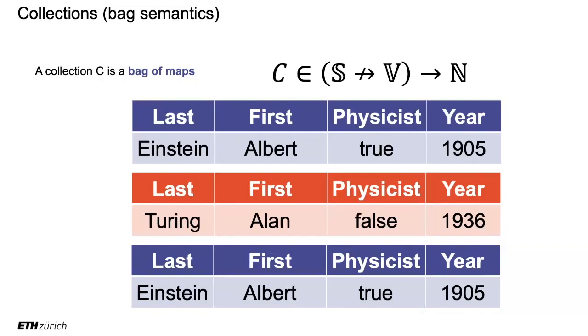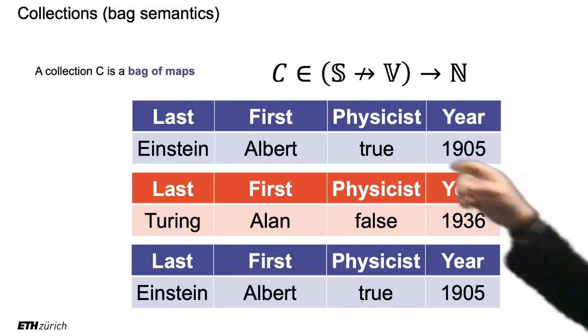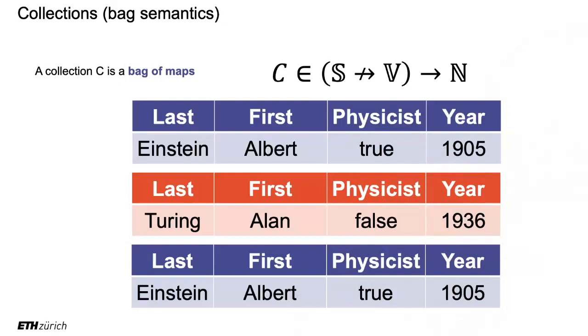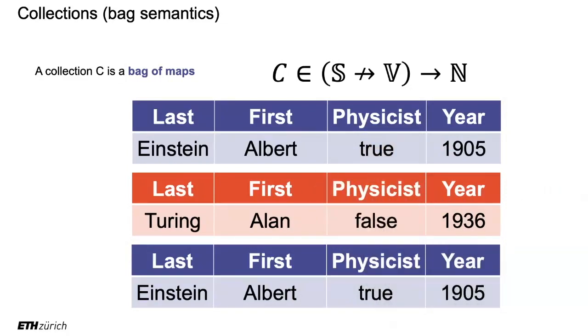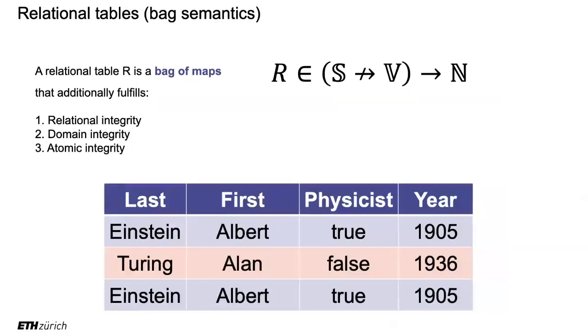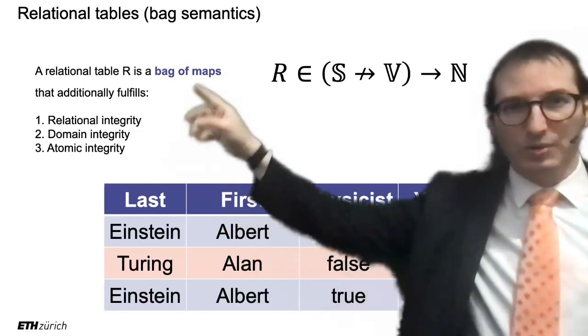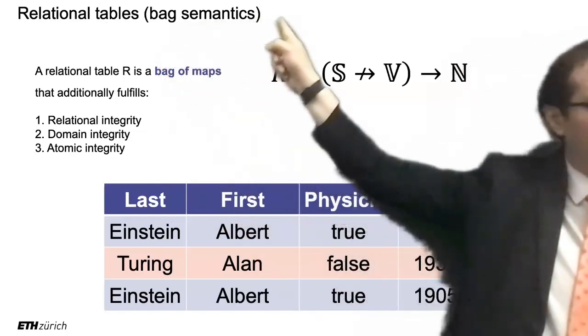So technically, that's a bag of maps, all right? Here and here, it's the same one. In a set of maps, you could not have that. Note that in a bag of maps, the order is irrelevant. I care about how many times they appear, but there is no particular order. I could shuffle that around and that would still work. So then I also add my 3 constraints on top. I would also require relational integrity, domain integrity, and atomic integrity. And then I would get a relational table with the bag semantics.